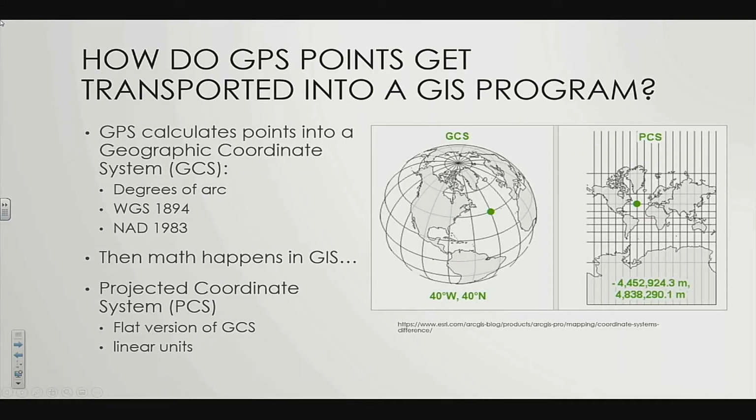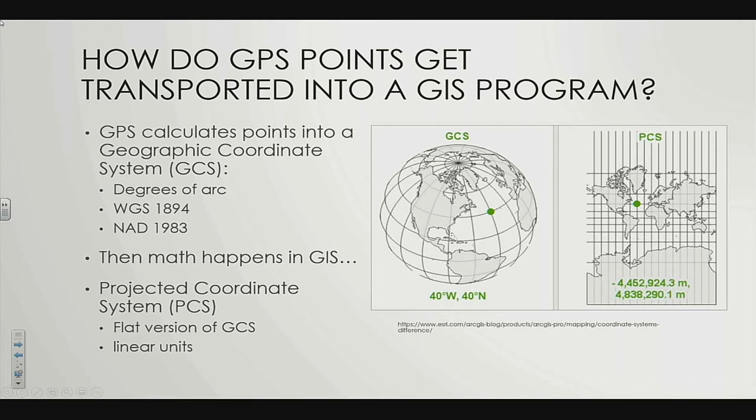And how does that work? Usually it's matrix math. But GIS is fantastic. It does it for you. You just tell it what to do. If you wanted to transfer NAD 1983 to UTMs, it'll do all the math for you. You don't have to do it by hand.